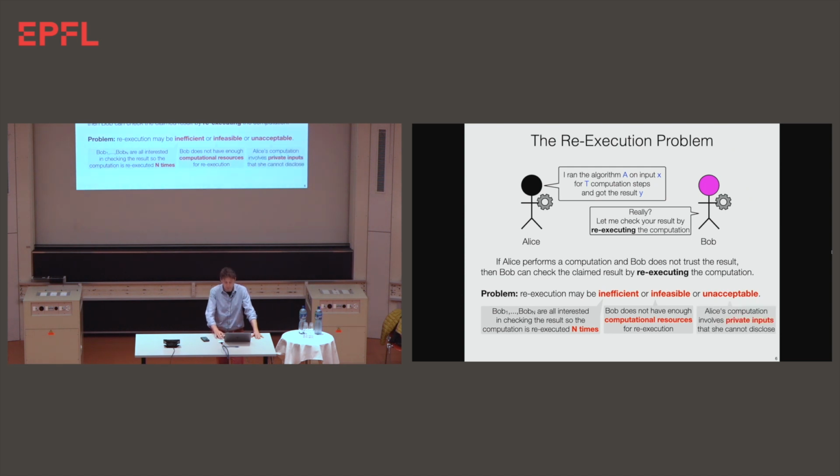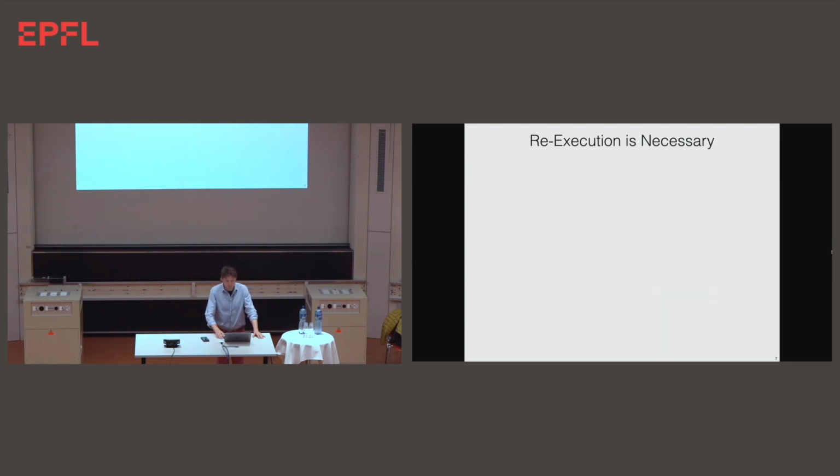Okay? As a final example, maybe the computation involves private inputs. This was an example of what happened in the exchange, right? It was a whole computation that involved data that I, as Bob, do not have access to, right? So this re-execution problem comes up in a bunch of places, right? Two of which we've seen as examples. However, re-execution is, to a first order, necessary.